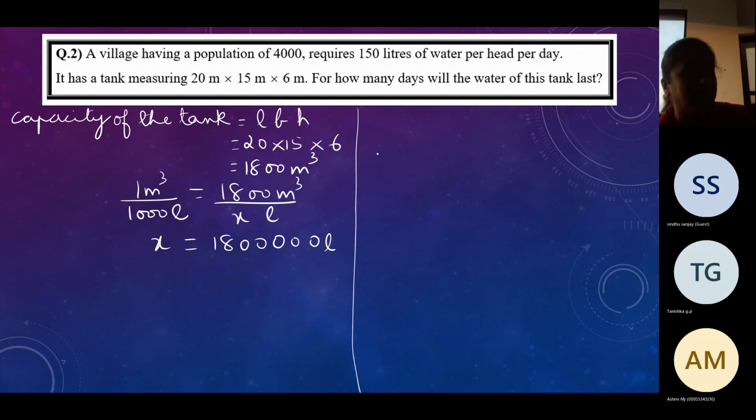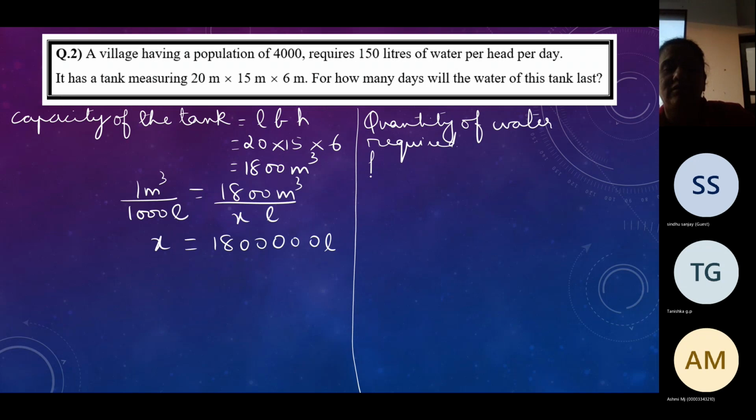The water requirement per day. Okay. Yes or no? So the quantity of water required per day. Correct? Required per day is equal to 4,000 people are there and they each one needs 150 liters.